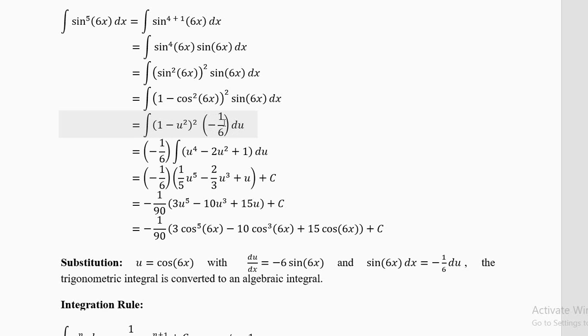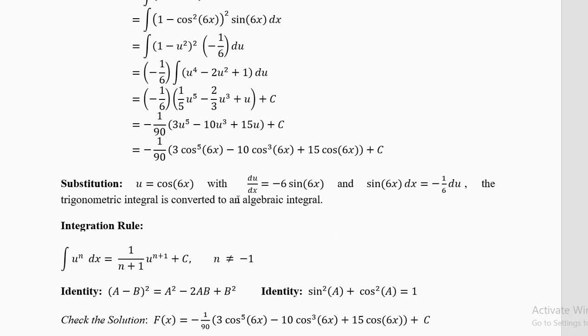You have to be very careful about the plus minus signs in this type of questions when you make the substitution. Now this minus 1 by 6 will come out. When you square this like last time, you'll get u power 4 minus 2u square plus 1. Integrate it, you'll get 1 by 5 u power 5 minus 2 by 3 u cube plus u. You can take 15 common, and 15 into 6 is 90, and the minus is outside. You'll get minus 1 over 90, 3 into u power 5 minus 10 u cube plus 15 u plus c.